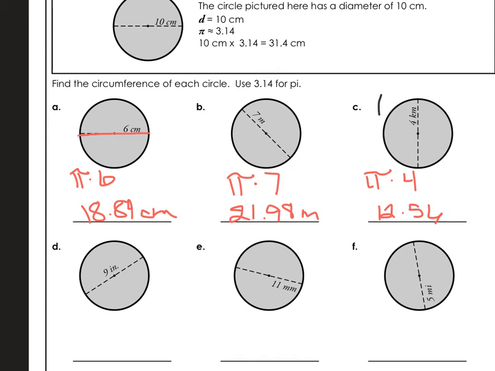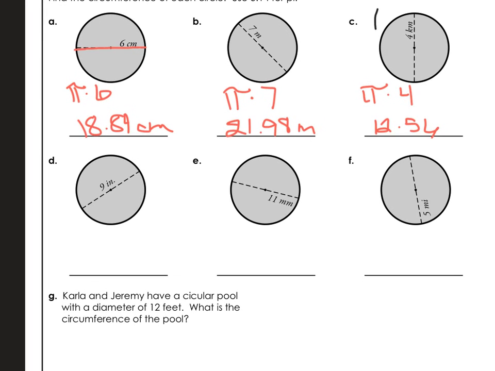Go ahead and hit pause and try to find the circumference of these next 3 circles. All right, hopefully you came up with the right answers here. Let's go over them real fast. So we go pi times 9, pi times 11, and pi times 5. So all we're doing is taking the diameter, multiplying it by pi. We're using 3.14 as pi.